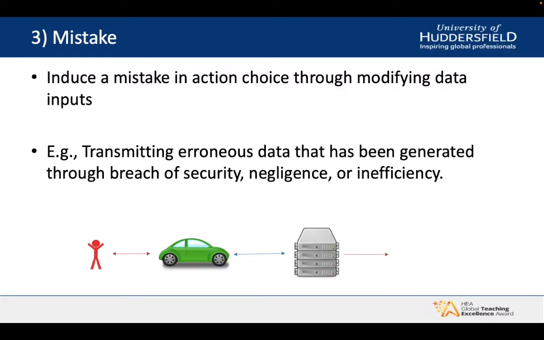Third one is mistakes. So this one might not necessarily be resulting from a highly technical sort of attack. This could just be exploiting something which is known to be at fault within the system. So if somebody really understands how the system behaves, they could perhaps realise that there's some kind of mistake there which is open to abuse. So this could be, for example, transmitting erroneous data through the system, which is generated through a breach of security, negligence, or inefficiency. And the result of this could be, I suppose, that somebody might want to do any of the things we've mentioned already about trying to get a more beneficial route through the network.